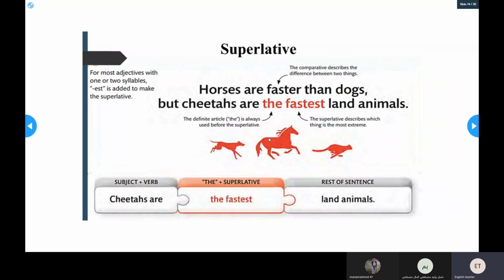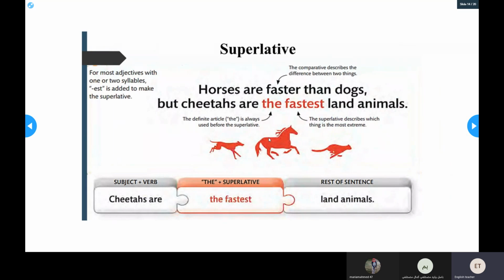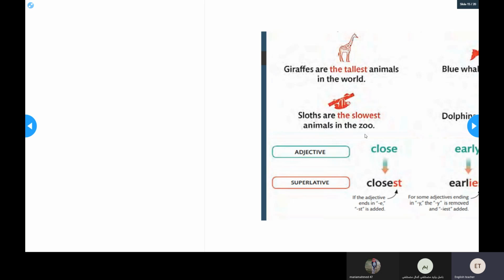Coming to the superlative. Superlative is when you compare one with all. For example, horses are faster than ducks. That is true. But cheetahs are the fastest land animals. So this adjective, fast, I added before it the, and after it est. Right? Let's look at other examples.